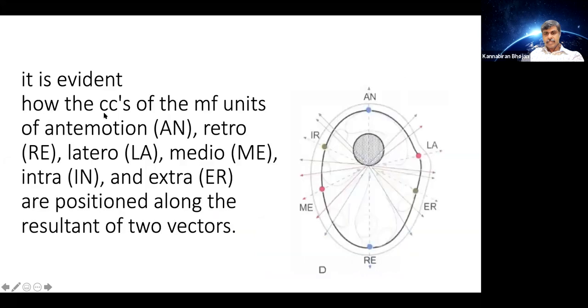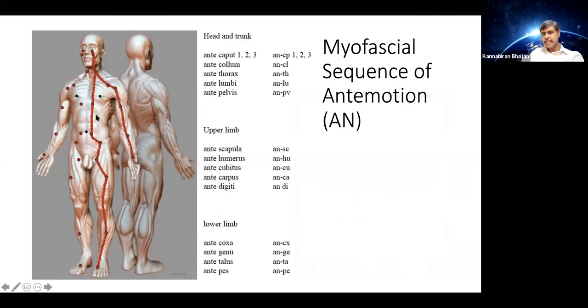So these are the myofascial units, the centers of coordination: anti, retro, lateral, medio, intra, and extra. This is the diagonal we saw earlier: anti, retro, and the exactly opposite diagonal, medio, lateral, extra, intra. That is how it is. So this is the sequence, which is very important. There are 78 points in general in the CC, 78 CC.